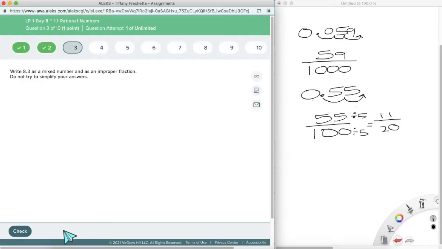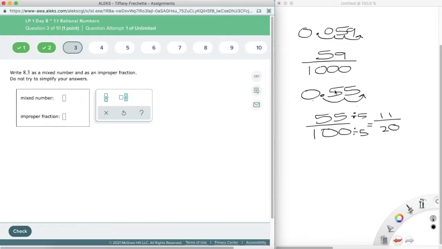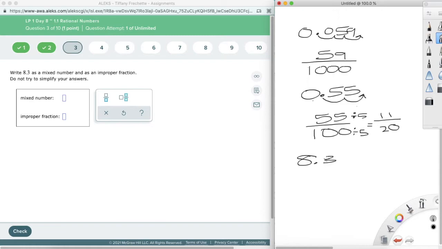All right. Write 8 3/10 as a mixed number and as an improper fraction. Do not try to simplify your answer. So no simplification on this one. So we have 8 3/10. If we know how to say this, that kind of helps me too. I know it's going to be 3/10. I can literally hear it's going to be 3/10.